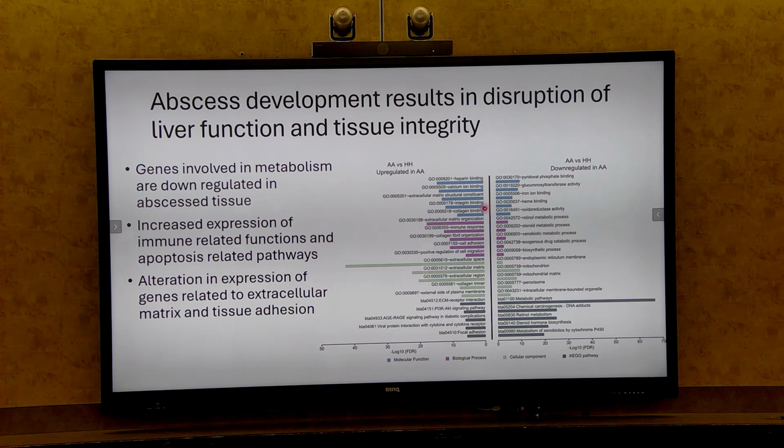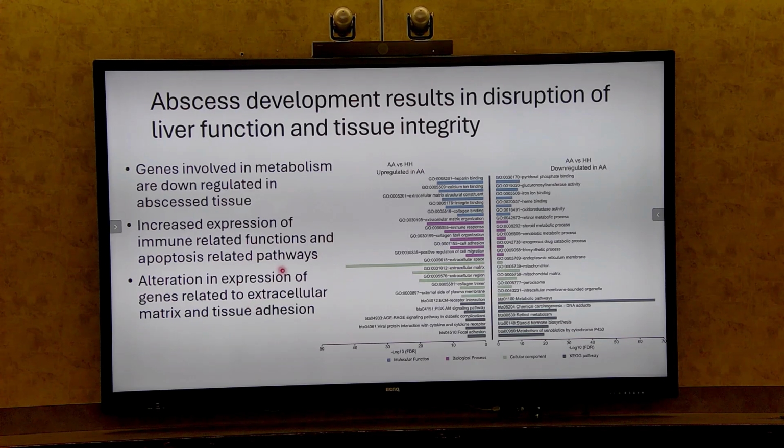And what we saw was that there was a significant effect on gene expression in the liver tissue, and that a lot of the genes involved in metabolism were downregulated. The main role of the liver is to detoxify and metabolize things that come to it. So if you downregulate that, then that's an impairment of liver function. We also saw increased immune response and increased pathways associated with cell death. And so that presumably is the liquefaction of the cells as they're turning into pus.